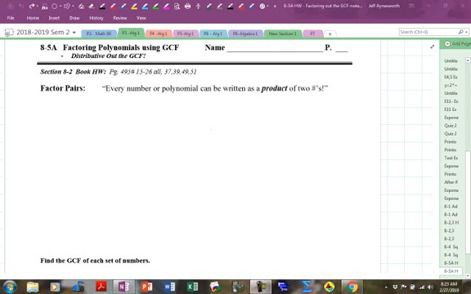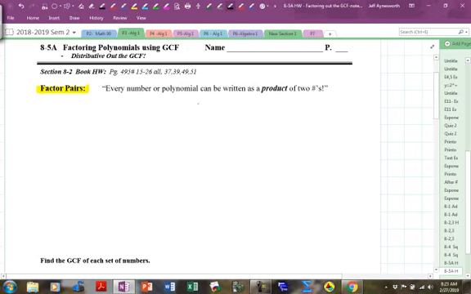And the whole idea is learning how to find the GCF first, and knowing how to factor a number and a polynomial into what's called a factor pair. So what we're going to do is start off with factor pairs. All right, factor pairs, and here it goes.